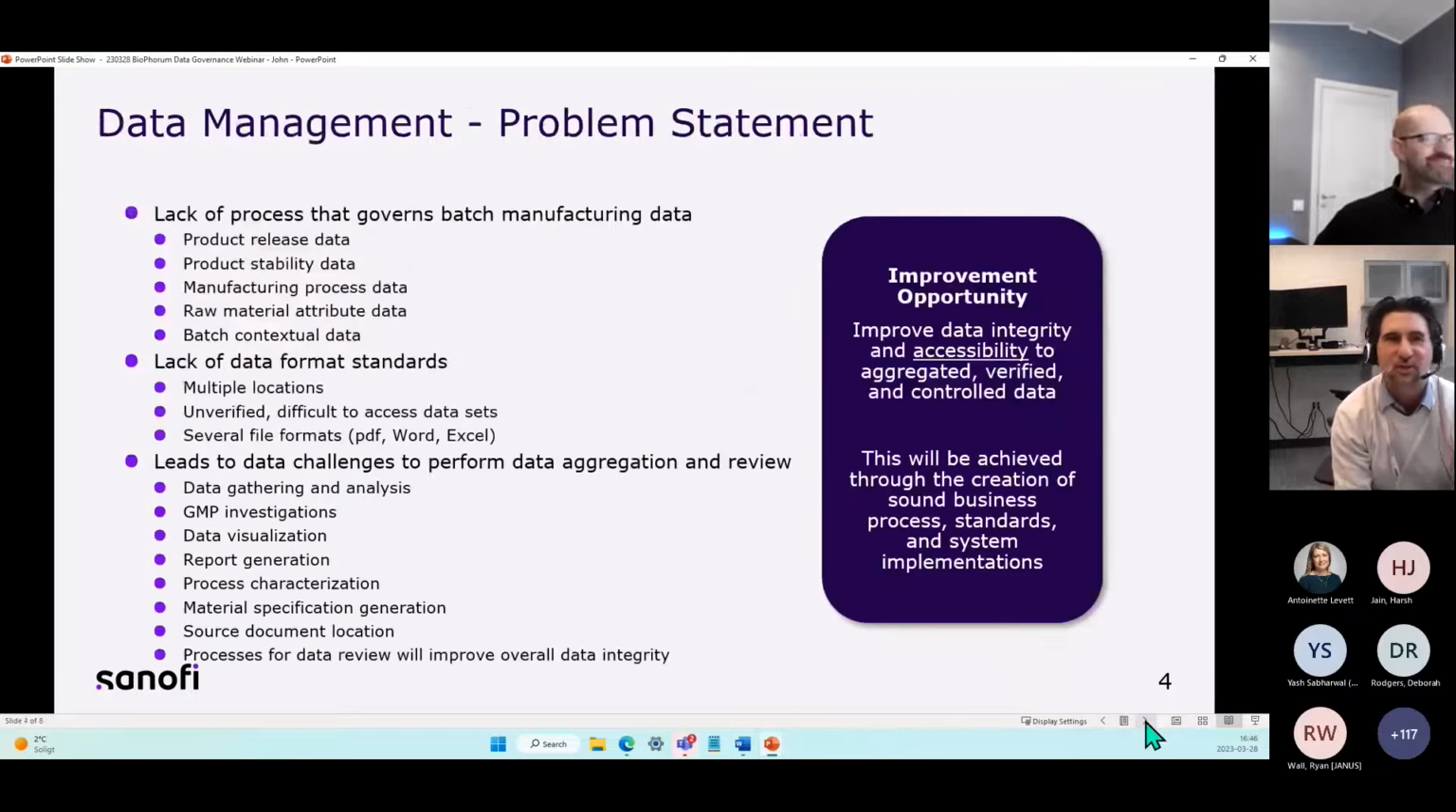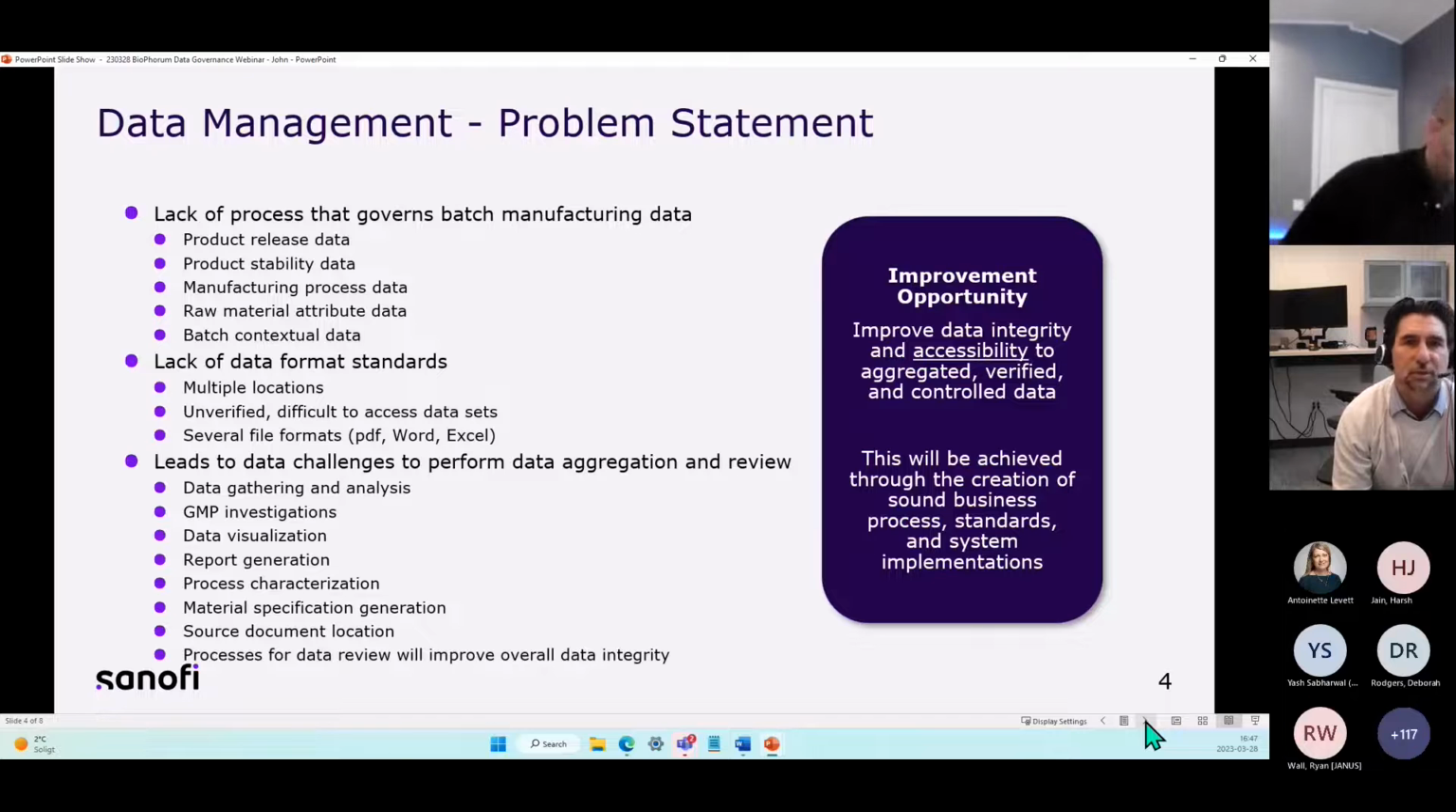So next slide, please. The title of the slide is problem statement. I always like to start with, what is the problem that we're trying to address here? And this problem statement dated back to when we were still Translate Bio, and continued once we began our integration with Sanofi. And the problem was something that Yash had talked about in his presentation as well, where the main cause was this: we had a lack of any type of real governance to manage our data.